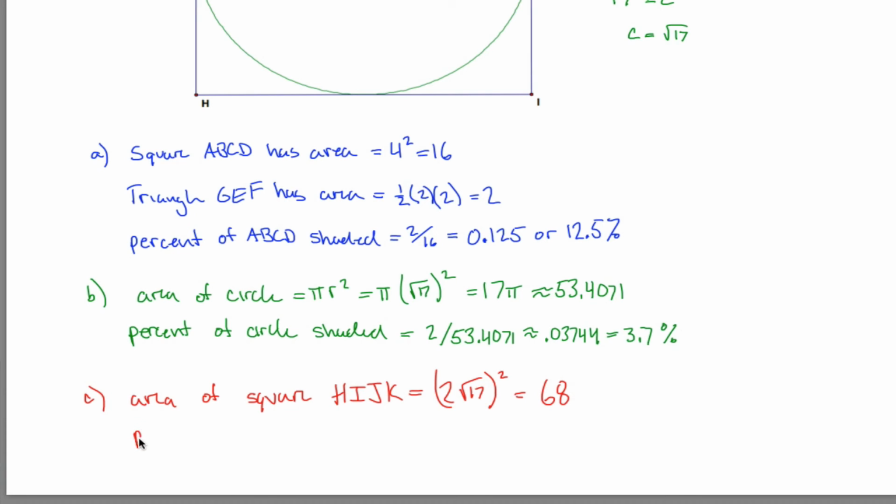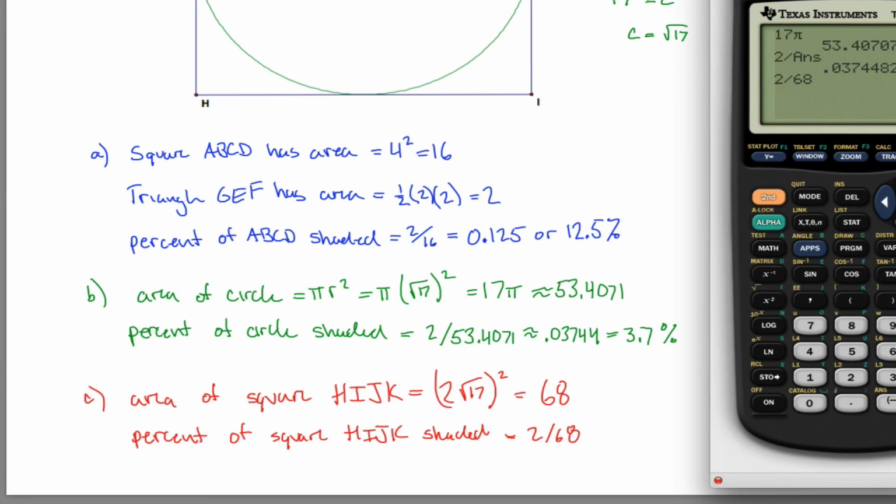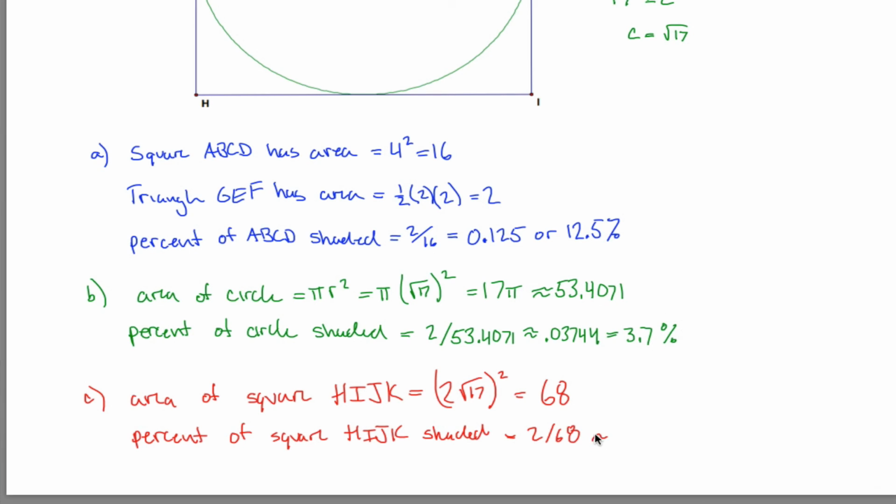Okay, so then the percent of the square that's shaded. Well, again, we know how much was shaded. The shaded amount was 2 from the very first problem. So it's 2 over 68, which I can get a decimal approximation by pulling a calculator back out. 2 divided by 68 is equal to 0.0294, or 2.9%.